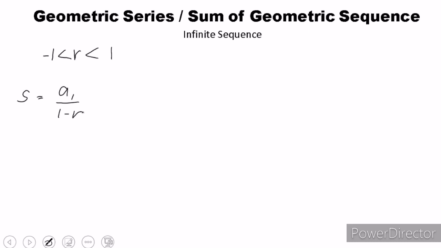Ayan. A sub 1 over 1 minus R, where S is the sum of the infinite geometric series. A sub 1 is the first term. R is the common ratio.